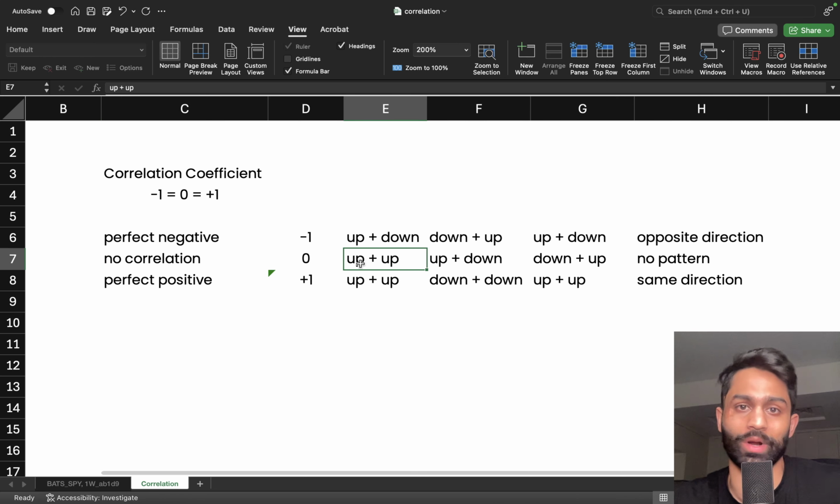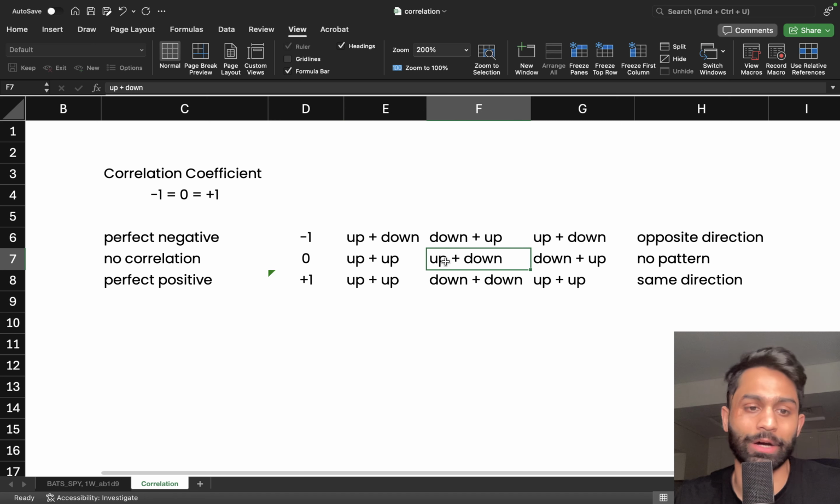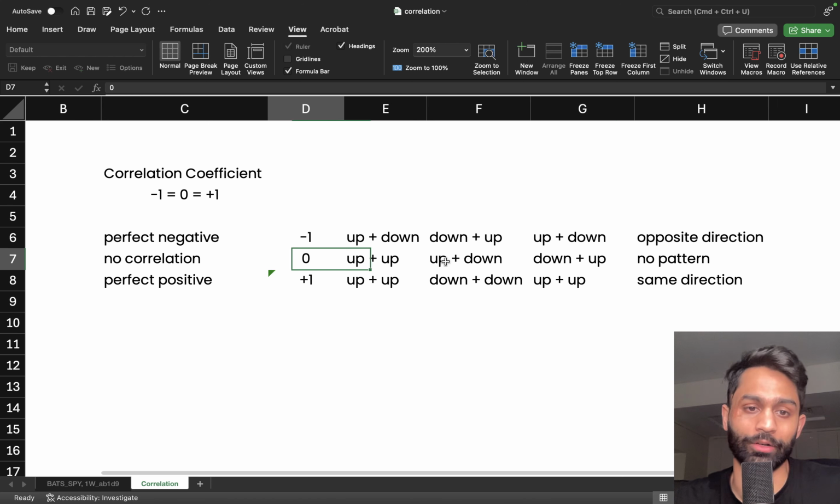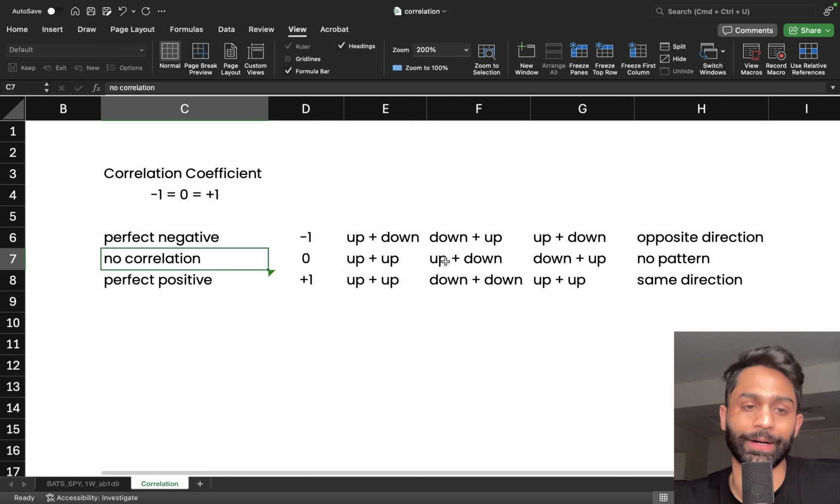That means when one of them is going up, the other one may or may not go up. When one of them is going down, the other one may or may not go down. So there's no real pattern that you can detect between those asset classes, right? There's no correlation between them. And that's when you are able to really take advantage of lowering your portfolio volatility and risk, thereby increasing your potential expected return.